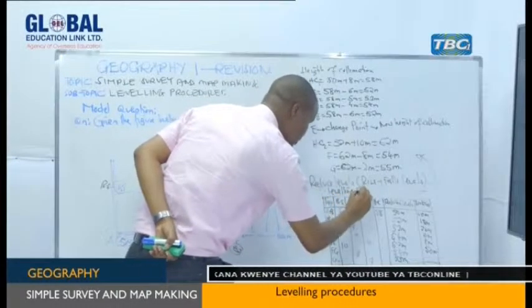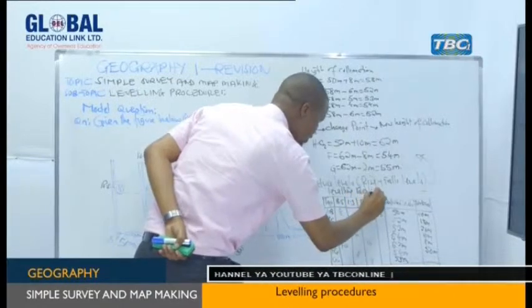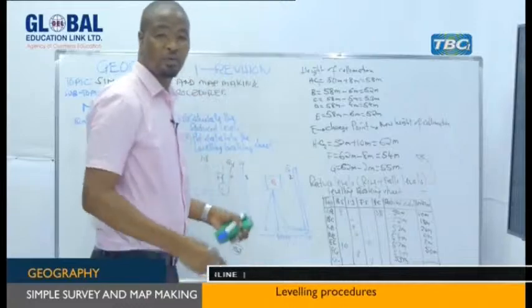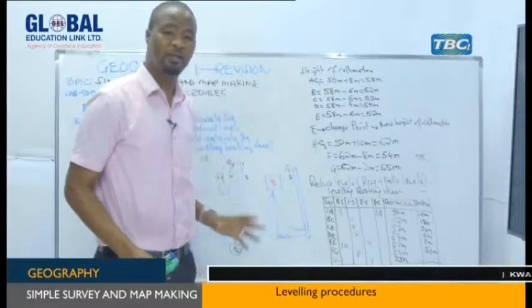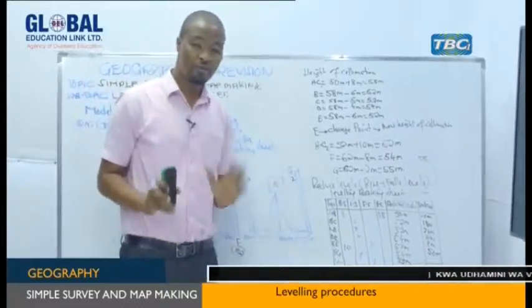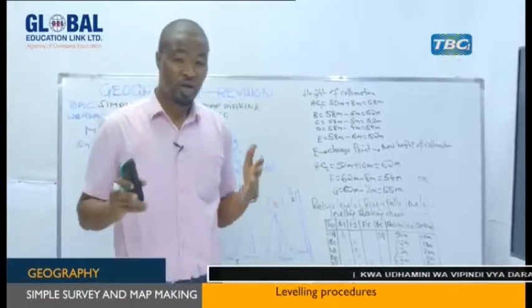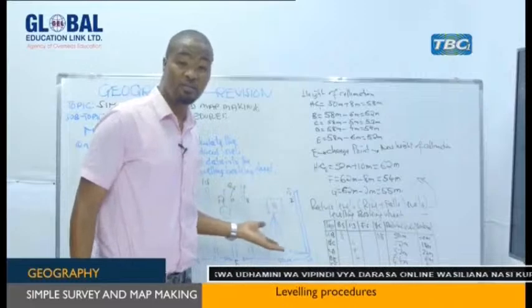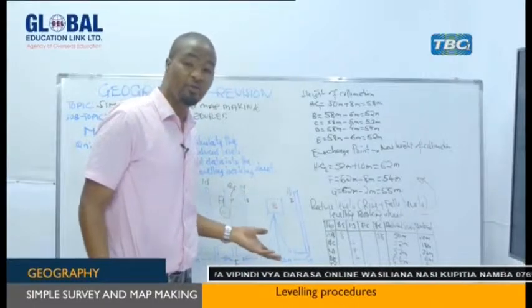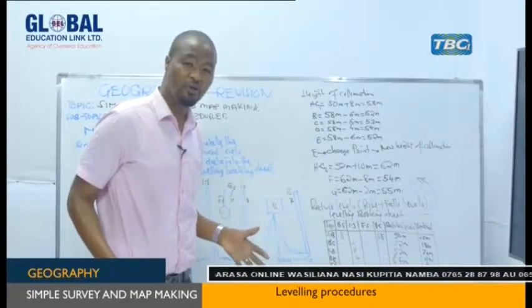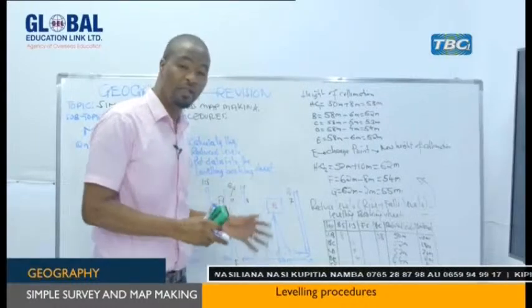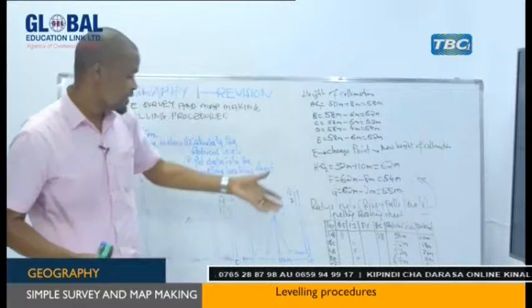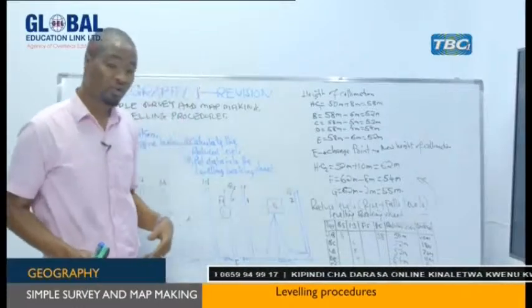Leveling booking sheet. See? So class, you have to be very careful. There is no hard calculation, as you have seen. I did not use logarithms or much mathematics. I have just used arithmetic, the plus and minus. Are we together? This is our leveling booking sheet, as I told you.